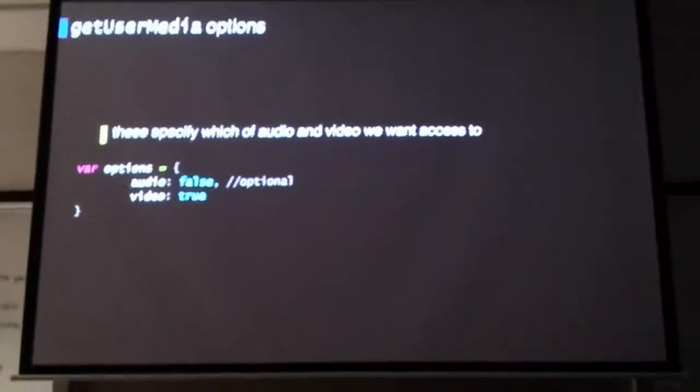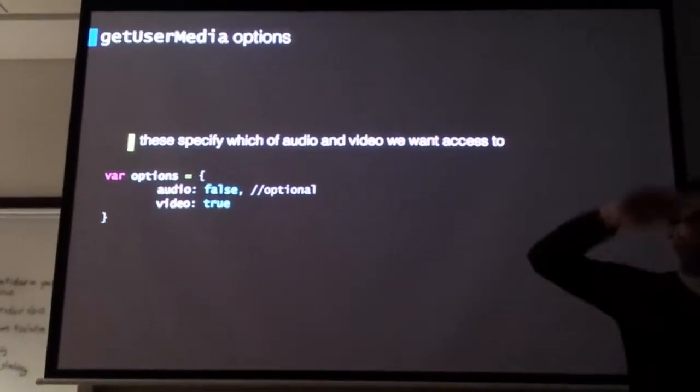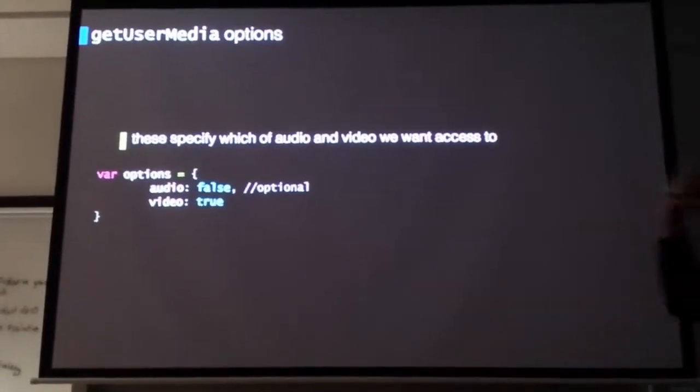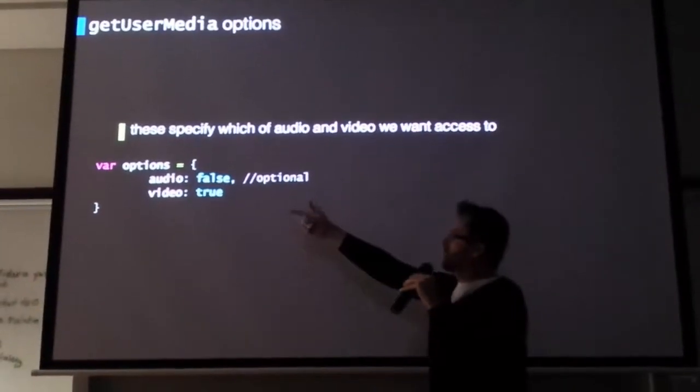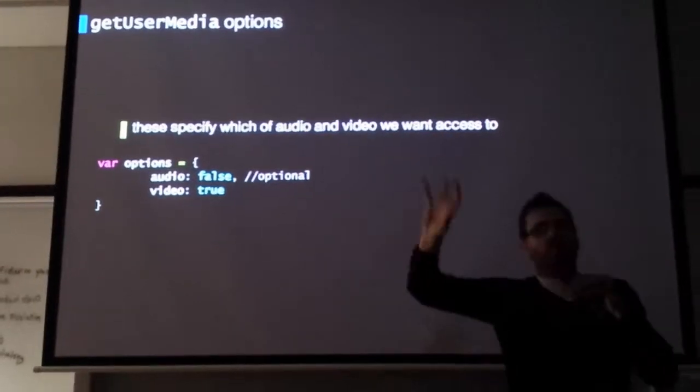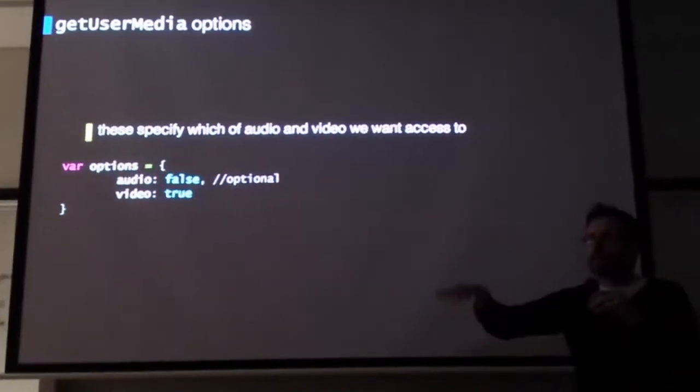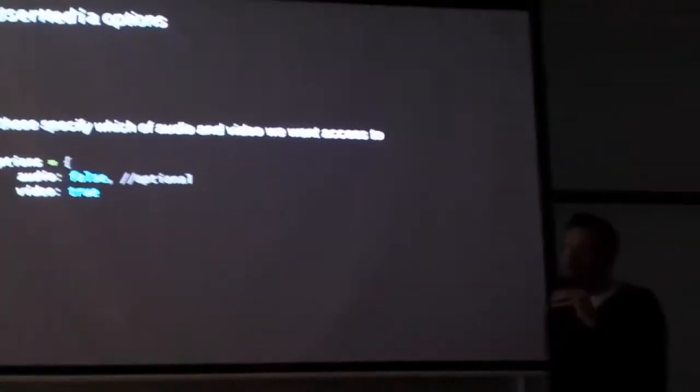So the options are this. By default the options are false, but I'm just showing you, there are only 2 options. If you want audio, you have audio true, video true, so you can get either, or both. You probably wouldn't want to get neither, I guess. I'm sure there's a use case for not getting either. Get user media: I got you nothing.